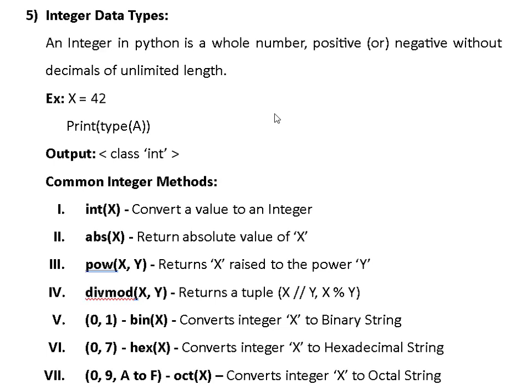Data types. This is the first data type: the integer data type. So let's see. An integer in Python is a whole number, positive or negative, without decimals, of unlimited length.